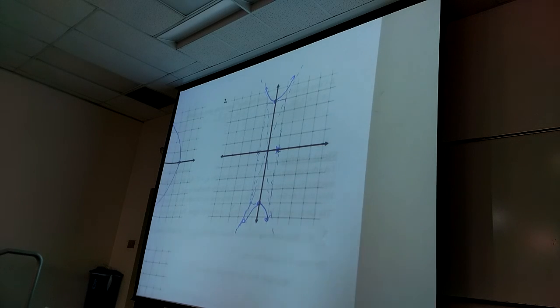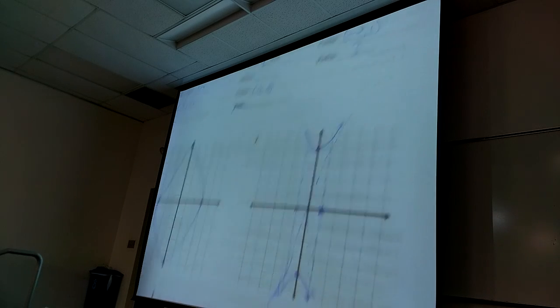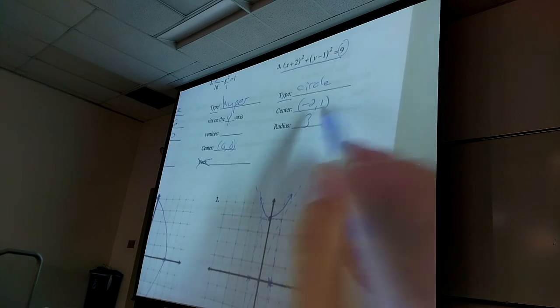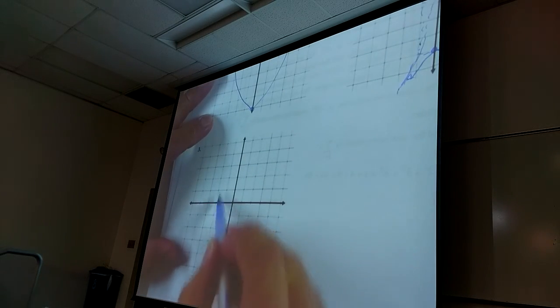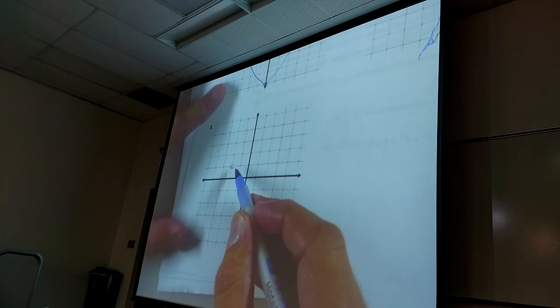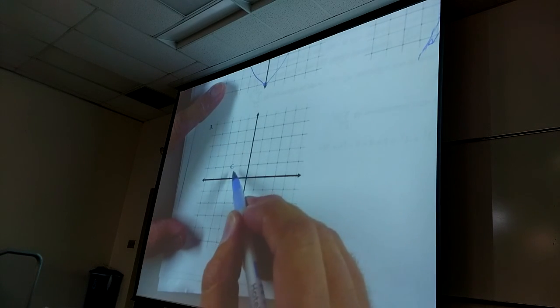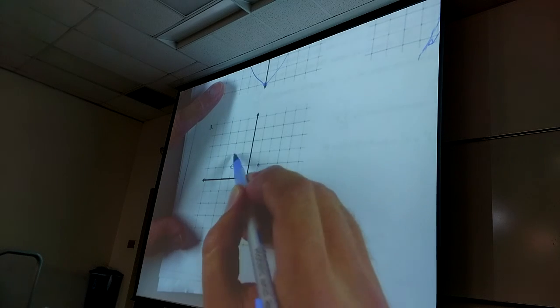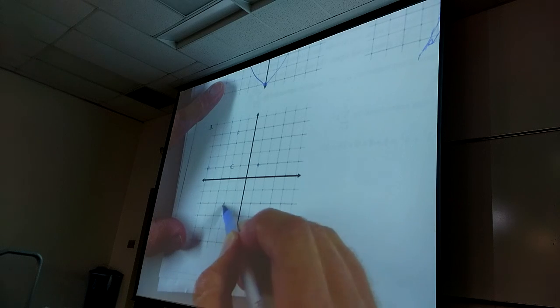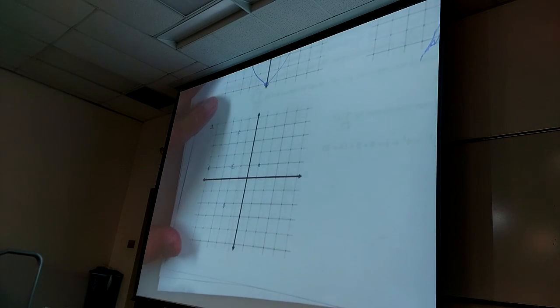And finally, the easiest one, hopefully. Well, the ellipse is really nice. Circle's even nicer because you just go the same amount everywhere. Where's the center? Negative 2, 1. So negative 2, 1. There's my center. And from that point, I'm going to go out 3. 1, 2, 3. 1, 2, 3. And then you try to make a circle.